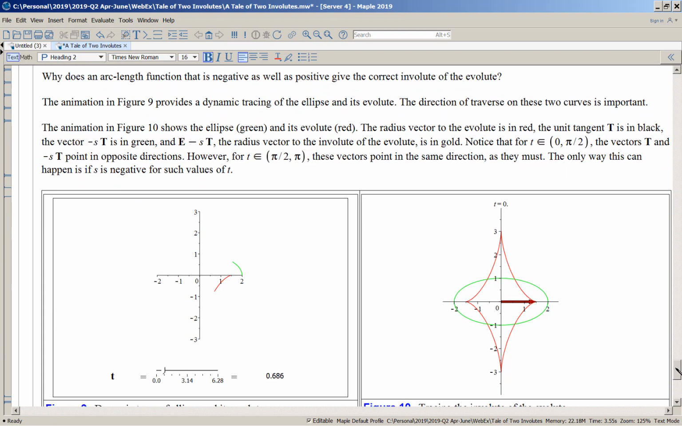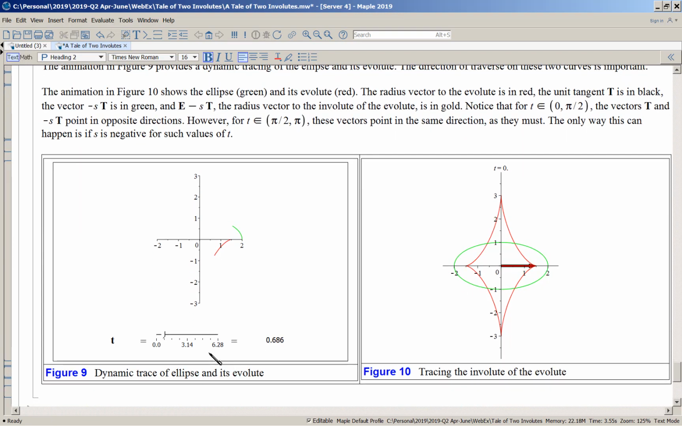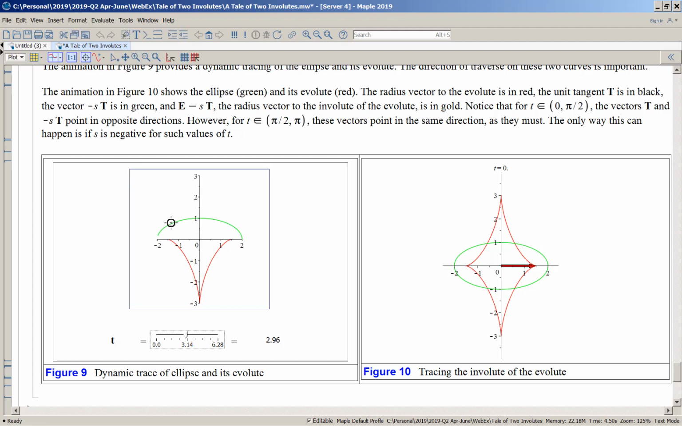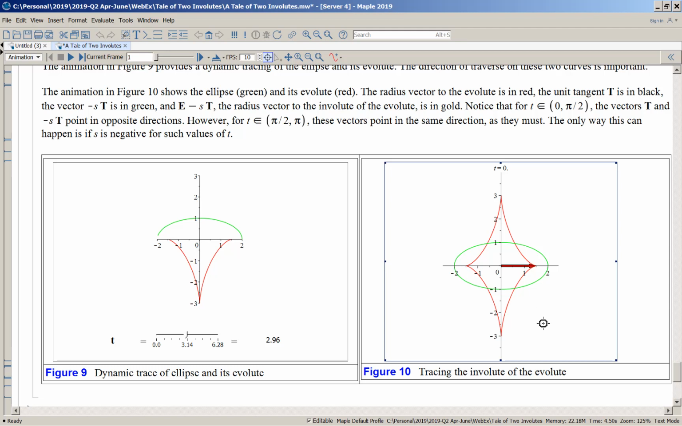So I had to draw some pictures. Remind you how the ellipse gets drawn and how the evolute gets drawn. Okay, first quadrant here, fourth quadrant here, third quadrant here, second quadrant here. Now look at this diagram. Now I'm going to see what happens when you draw the involute of the evolute.